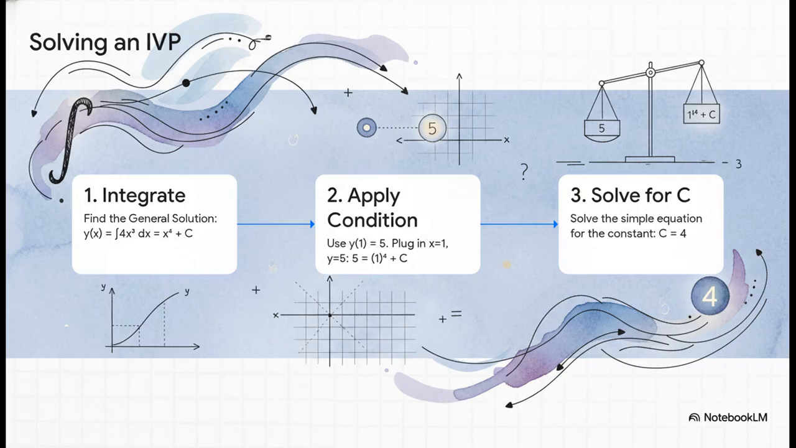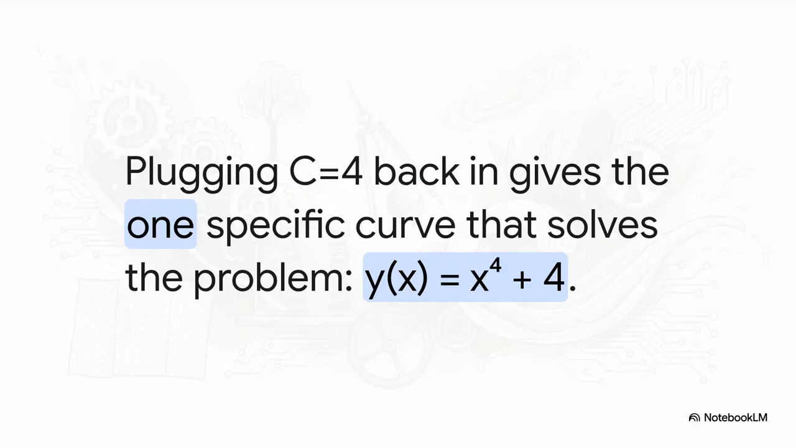Okay, so step 1, we just integrate to get the general solution. y equals x to the fourth plus our mystery constant, c. Step 2, we use that initial condition. We plug in 5 for y and 1 for x. That gives us a really easy equation, and we can solve for c, which turns out to be 4. And for the final step, we just take that c we found and pop it back into our general solution. And there you have it. y equals x to the fourth plus 4.